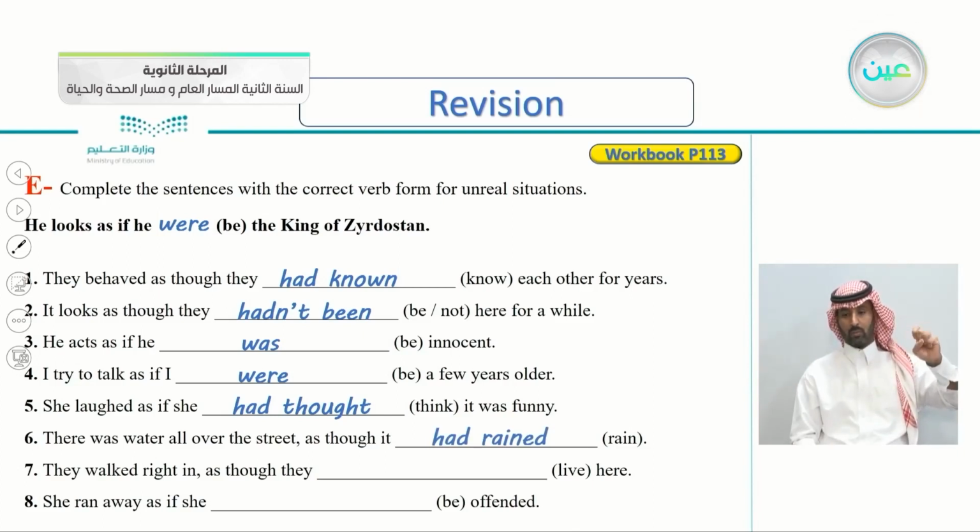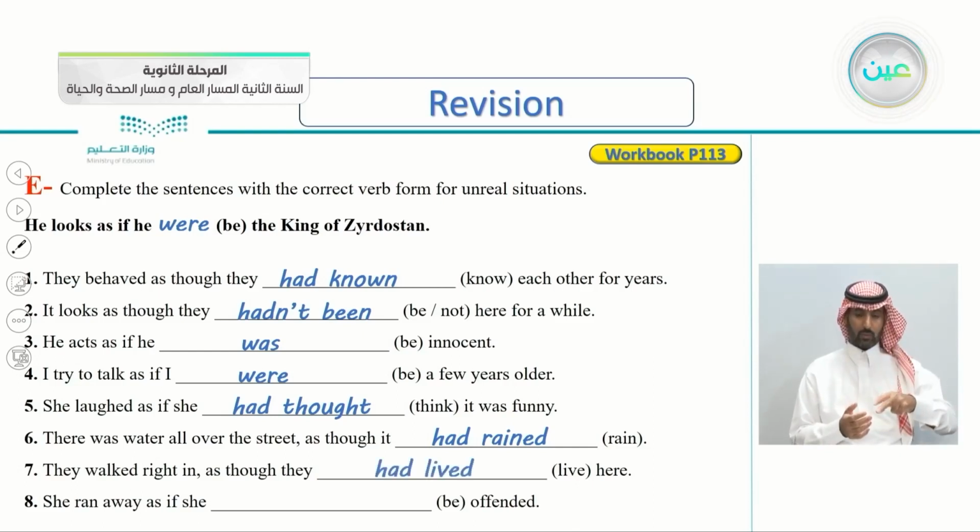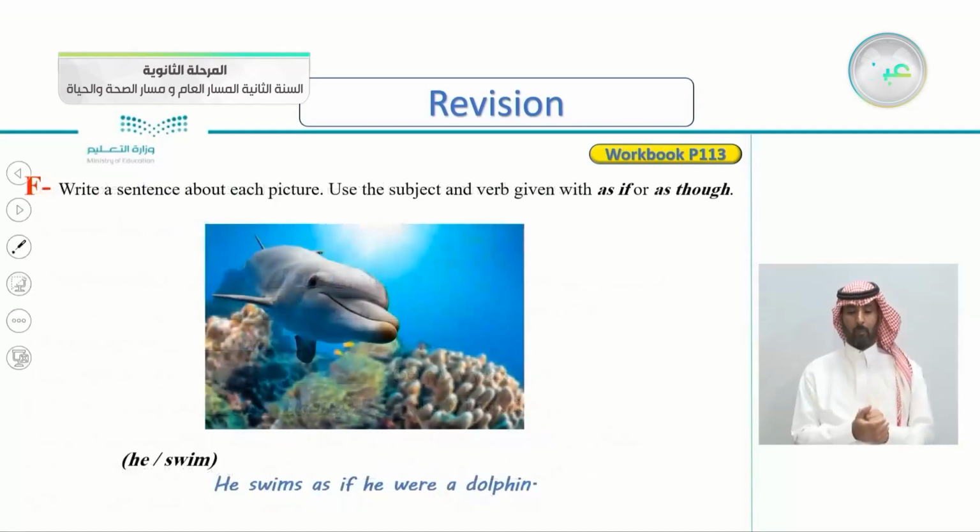Did it rain? No. Number 7, they walked right in, as though they live here. So the verb is live. So they walked right in as though they had lived here. Number 8, she ran away as if she be offended. Yes, as if she had been offended. Very good.